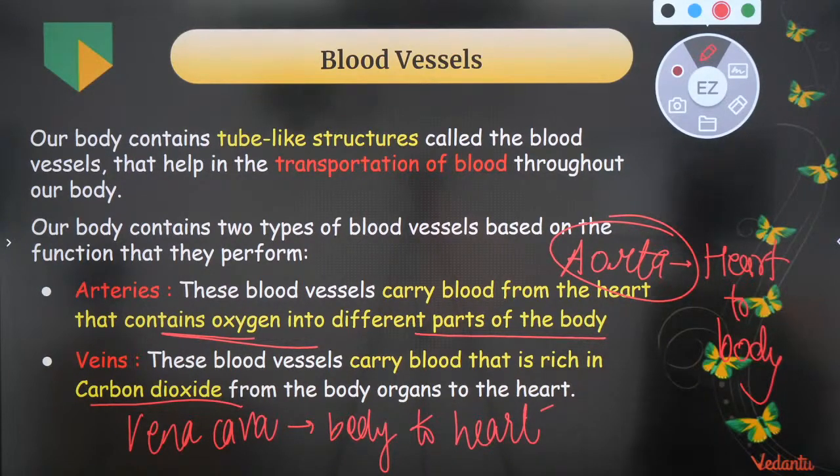Vena cava, both vena cava, superior, inferior. ठीक है? Thank you, Kanis. Hi, Nishtha. Hello, Ayush. ठीक है?